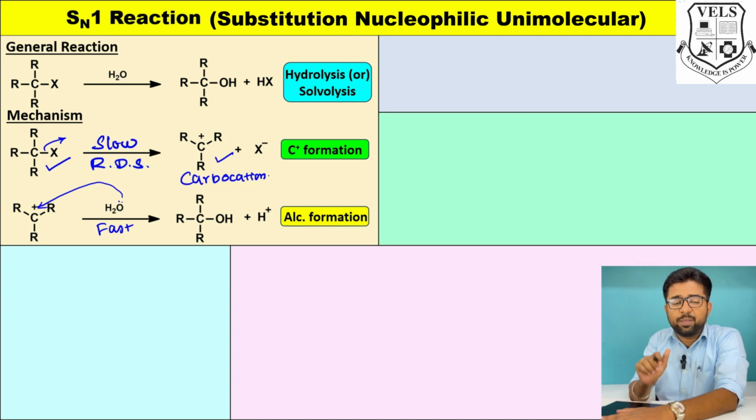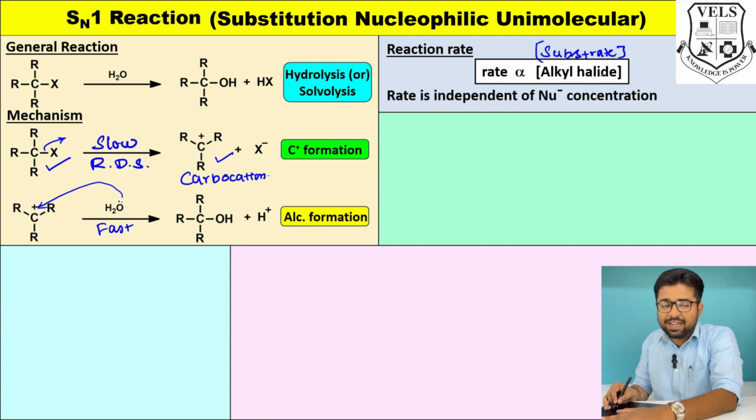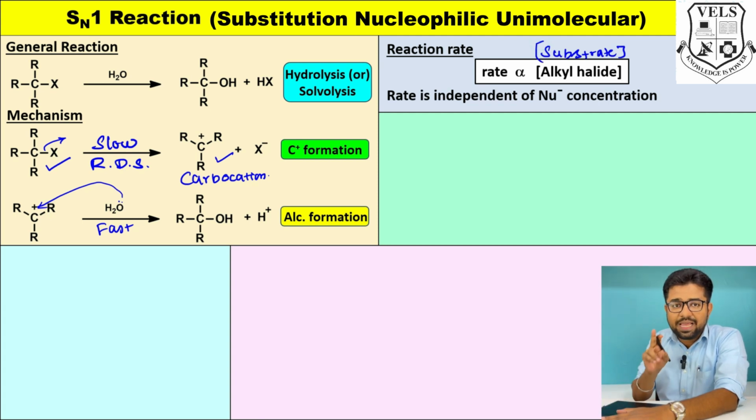Okay, so with this information we can write the rate law of SN1 reaction. Rate is directly proportional to the concentration of alkyl halide. So alkyl halide, in other words, you can also say the concentration of substrate. If you check the rate law, there is only one molecule, the alkyl halide, present. How did it come? You can check the rate determining step, and it has only alkyl halide as a reactant. That is why this reaction is called a unimolecular reaction.